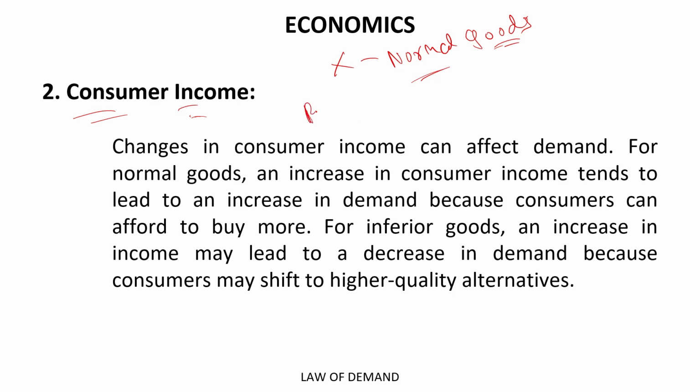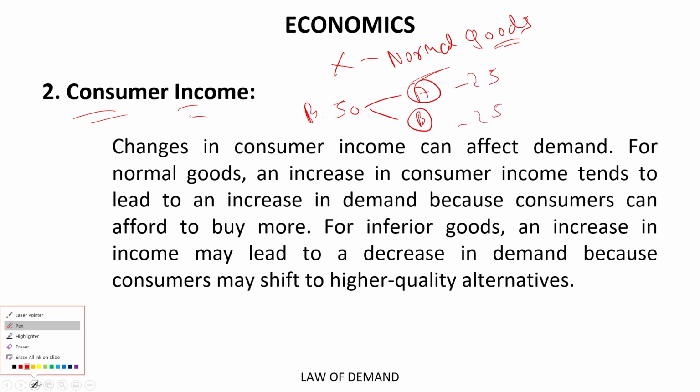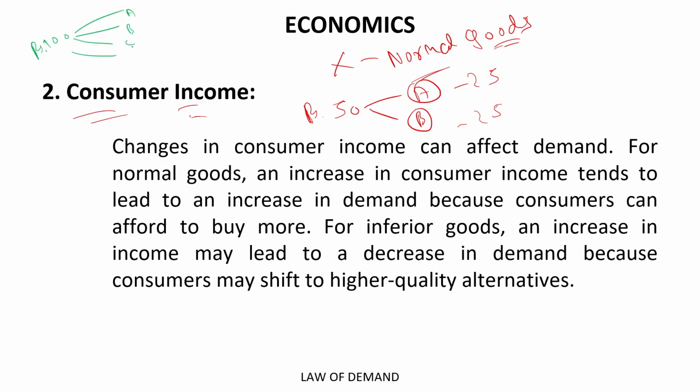Okay. When you have an income of rupees 50, you can only buy A and B, 25 and 25. These are the normal goods. But when your income rises to rupees 100, now you can buy 4 items, A, B, C and D, 25, 25, 25 and 25. Alright. So here we have seen that for normal goods, when the income rises, the demand rises.